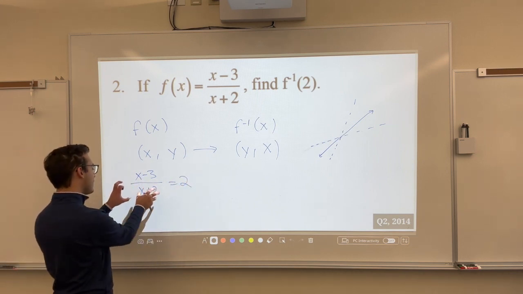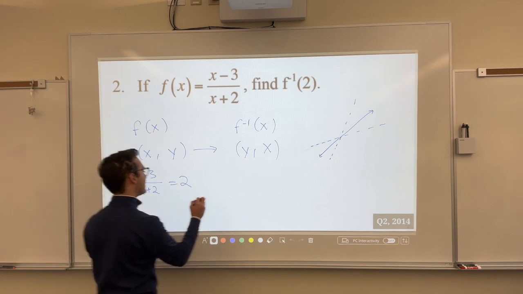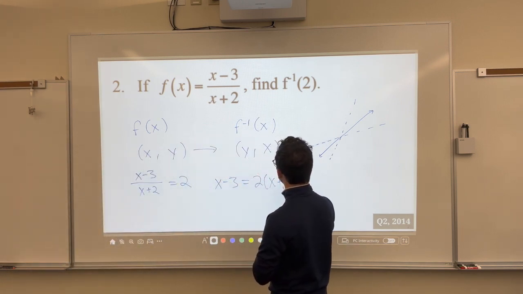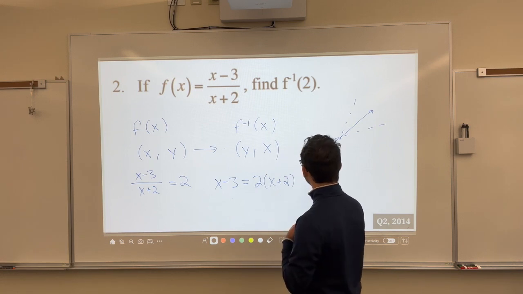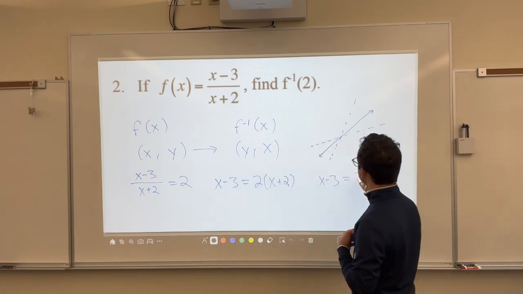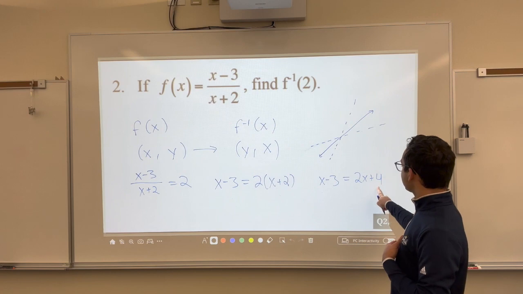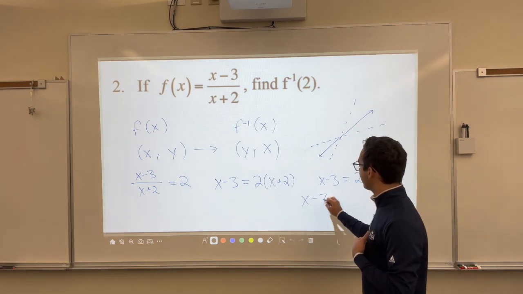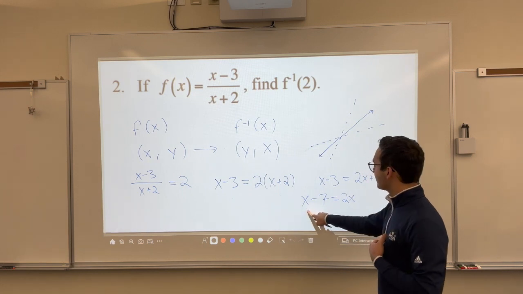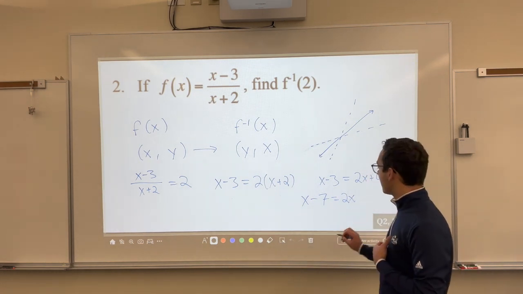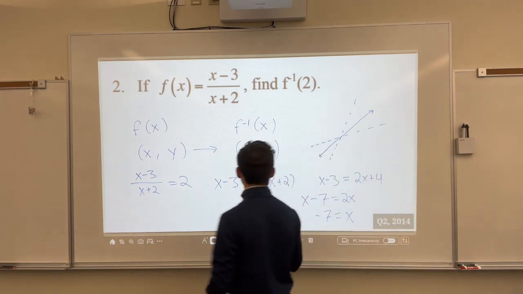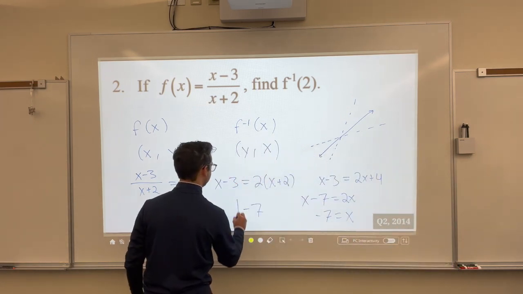So then we multiply the x plus 2 to both sides. We say that x minus 3 is equal to 2 times (x plus 2). From that point, distribute. So x minus 3 is equal to 2x plus 4. Then subtract 4 from this side. We get x minus 7 equals 2x. And then subtract x on both sides. We get that negative 7 equals x. So our answer here is going to be negative 7.